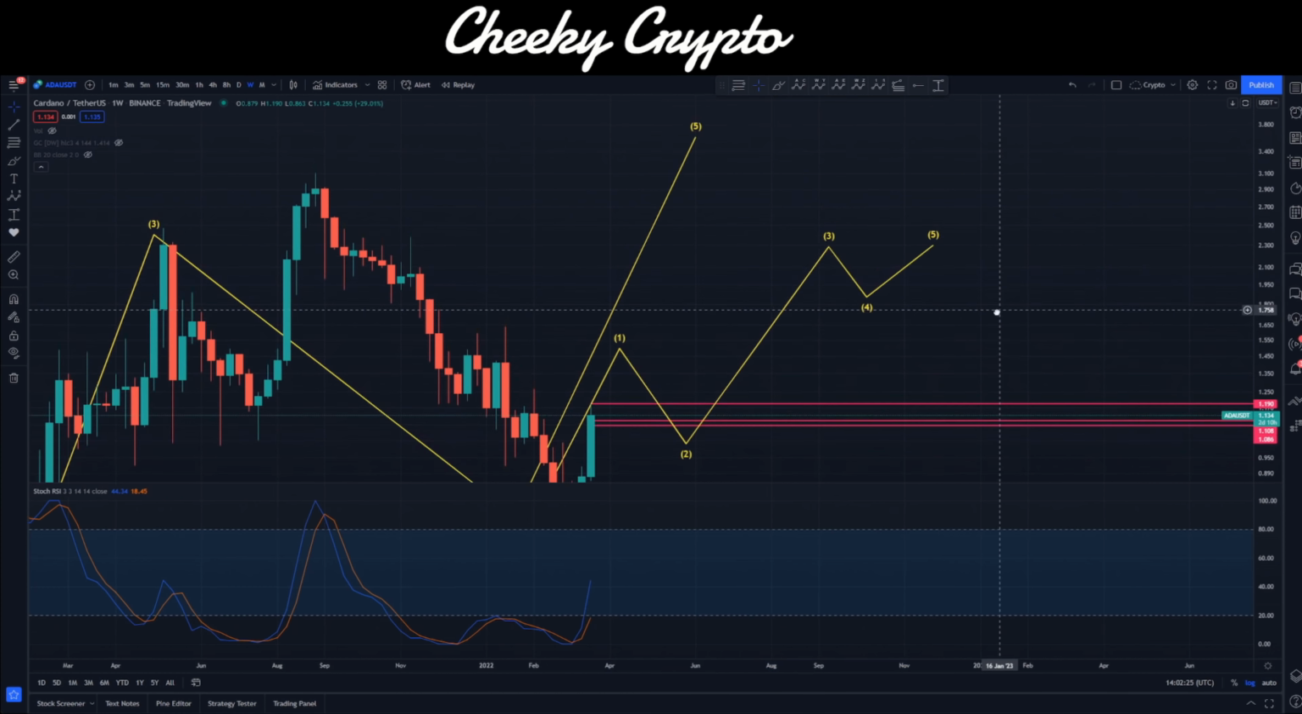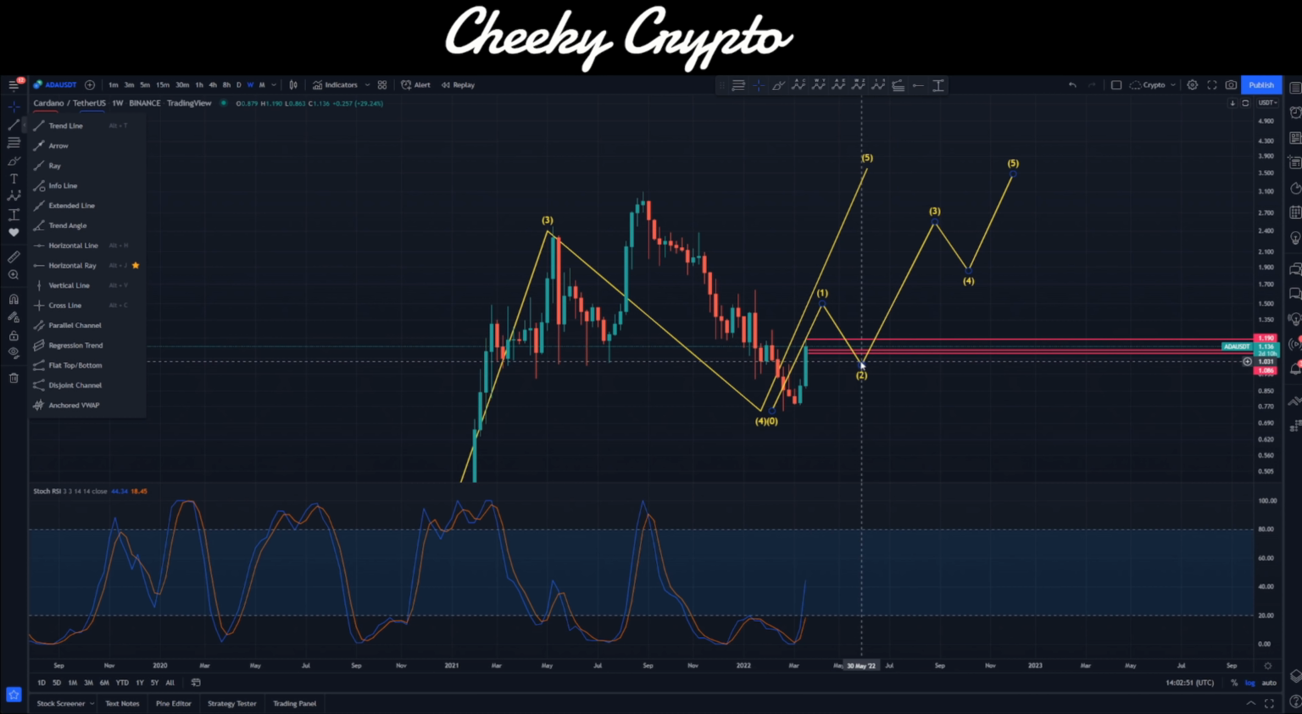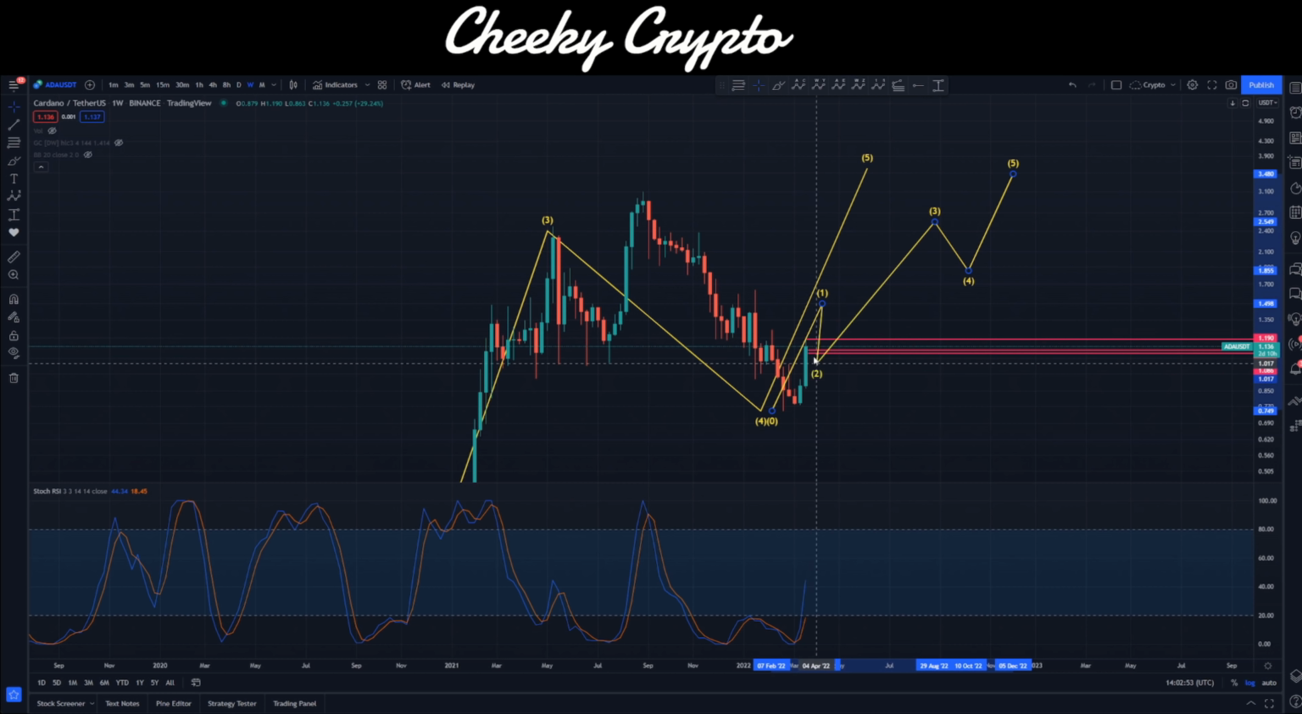Now, for good structure, we want to make sure that we never drop down any lower than some of these key levels. This wave 2, for example, might be testing the waters quite heavily by coming all the way back down into these lower ranges. Again, this is actually very much good structure for a wave 2.